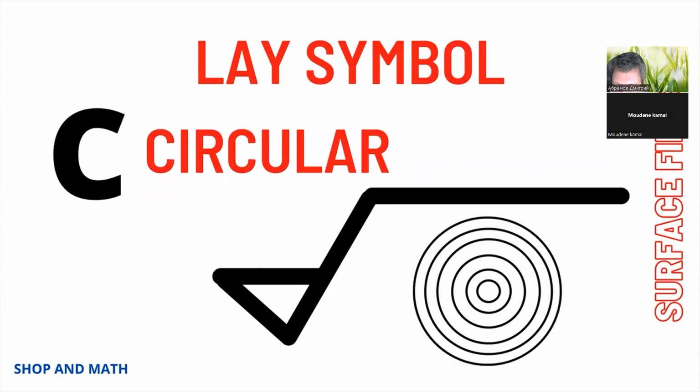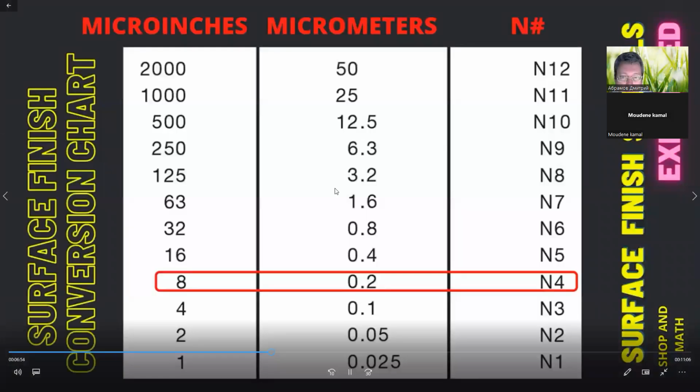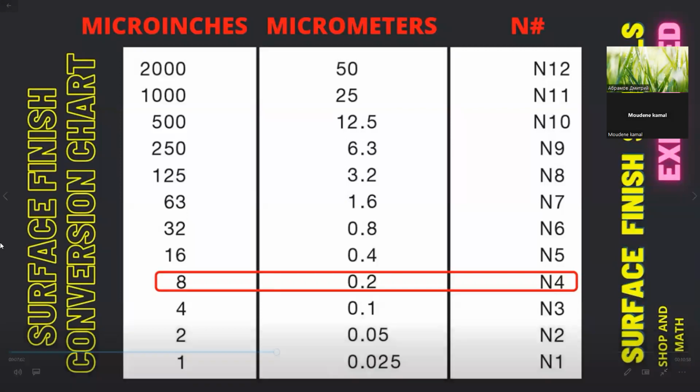This symbol surface is most commonly associated with facing on a lathe. Conversion charts. Take a look at this conversion chart. An RA in microinches of 8 is equivalent to an RA in micrometers of 0.2 and a roughness grade of 4.